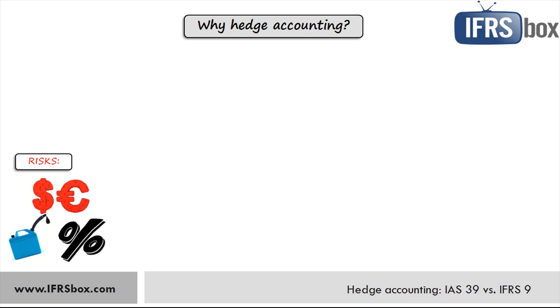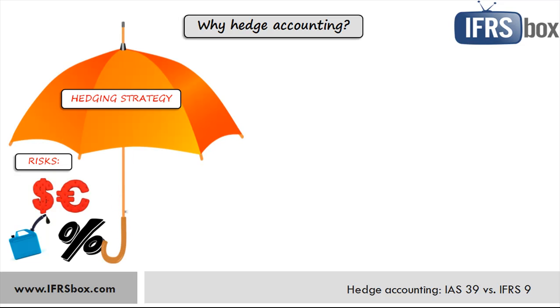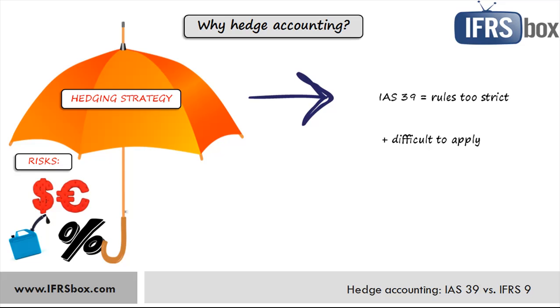Hedge accounting also shows that your company undertakes certain hedging strategies in order to mitigate those risks and how effective these strategies are. Until recently, standard IAS 39 was the only one who set the rules for hedge accounting, but IAS 39 was really strict and difficult to apply, so lots of companies managed certain hedging strategies, but due to very strict rules, they could not apply hedge accounting. Therefore, on 19 November 2013, IFRS 9 was amended and now there are new rules for hedge accounting. So now we have two standards setting the rules for hedge accounting, IAS 39 and IFRS 9.